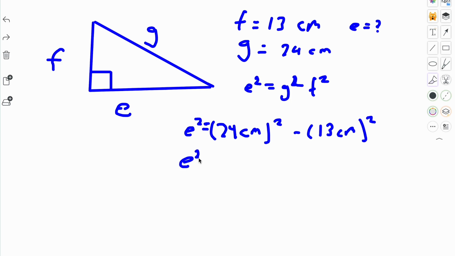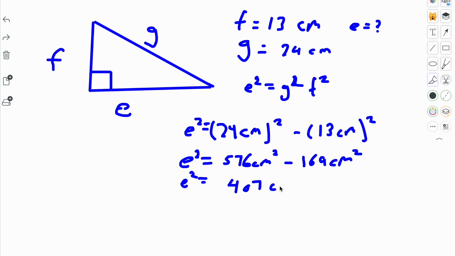So now we have E squared equals 24 times 24, which is 576 cm squared, because we squared everything, so cm also gets squared, minus 13 times 13, which is 169 cm squared. And right now we can subtract these, so E squared equals 407 cm squared.